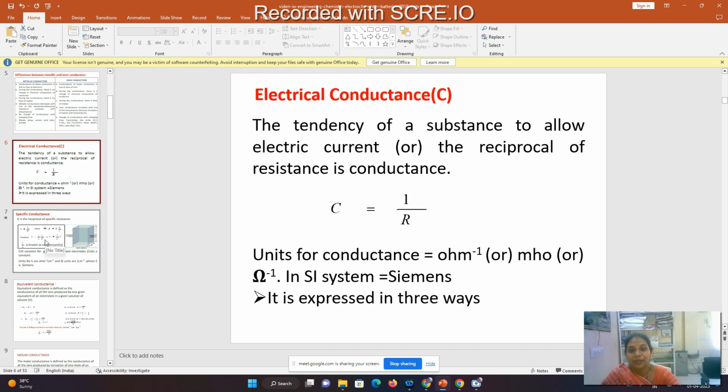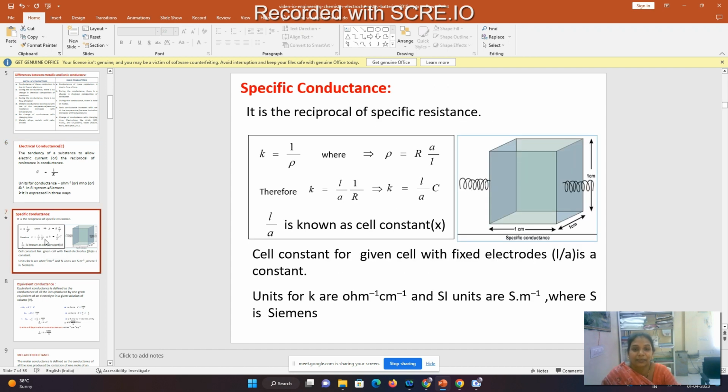The electrical conductance can be expressed in three ways. One is the specific conductance. It is the reciprocal of the specific resistance. K equals 1 by rho. We know that rho equals R into A by L. If you substitute this into the equation K equals 1 by rho, finally we get K equals L by A into C. So L by A is known as cell constant. For a given cell with fixed electrolyte, it is always a constant value. The units for the specific conductance are ohm inverse centimeter inverse, and the SI units are Siemens meter inverse.